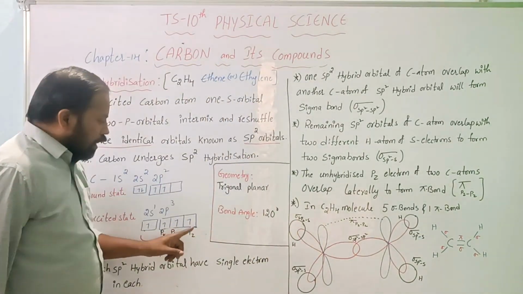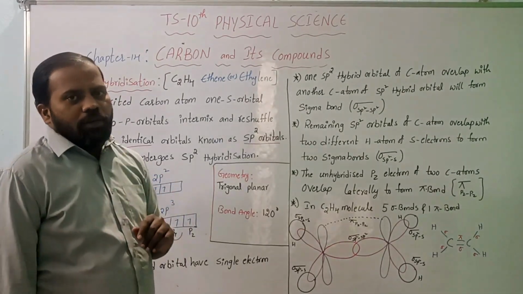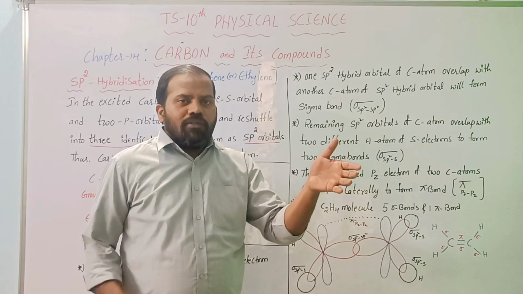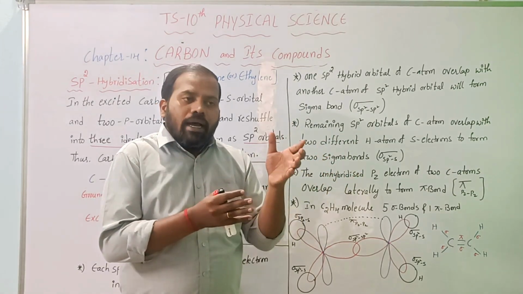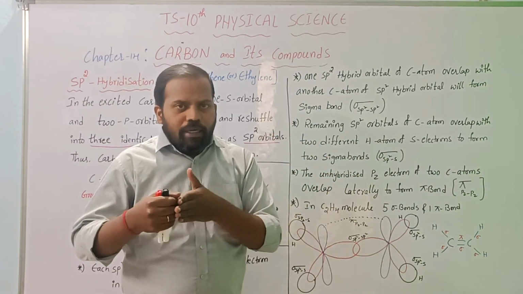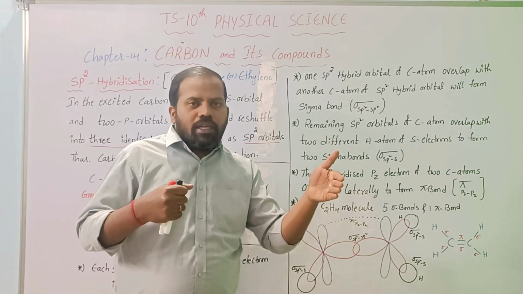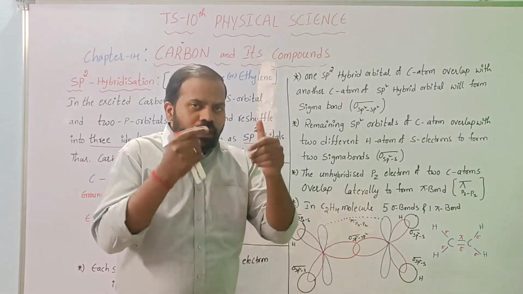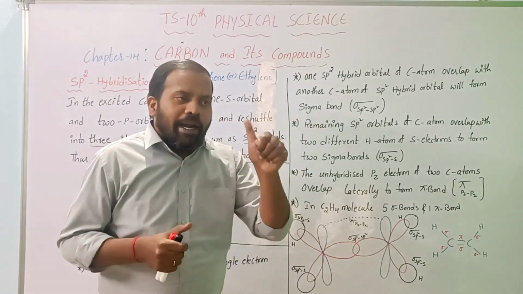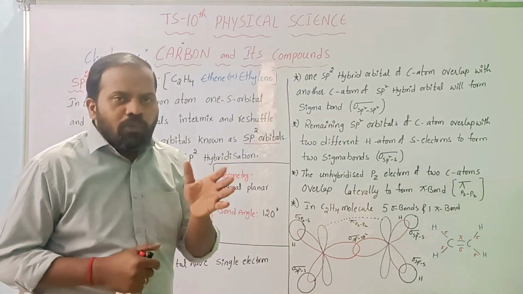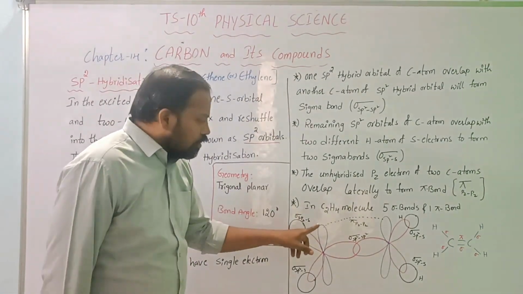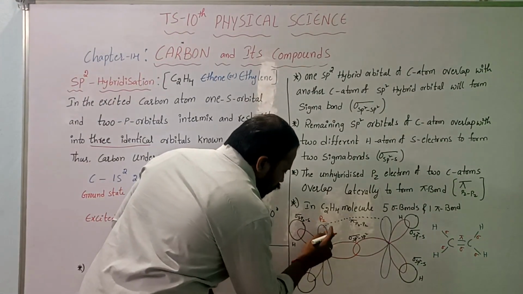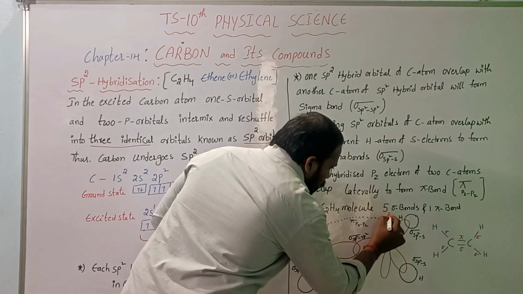Finally, there is a pz unhybridized orbital. It will bond with the pz of the other carbon, which has already formed a sigma bond through its hybrid orbital. Between these 2 carbon atoms, the pz electrons will overlap laterally, and then they form the pi bond. You can see in the diagram: this is the pz electron of one carbon atom, and this is also a pz electron.